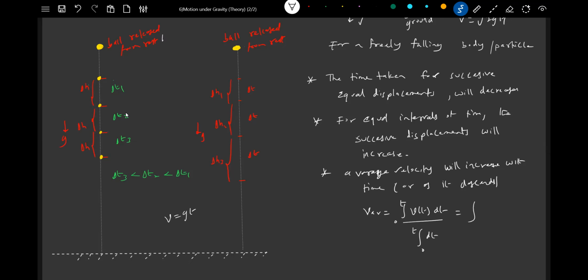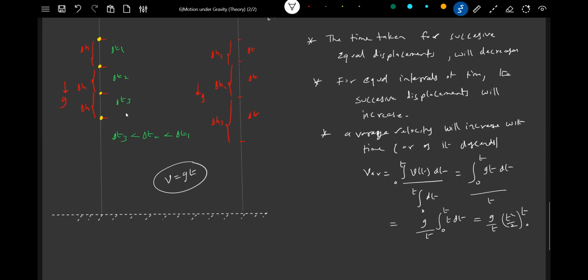Ball released from rest at t equal to 0, that's the assumption. So what is the expression for velocity of the ball at any time t? Given by this one. So substitute this here, gt dt. Integral of this will be t squared by 2, for any interval of time you can pick up. Solving this, we get average velocity equal to gt by 2. So look at the average velocity, it is going to increase with time.